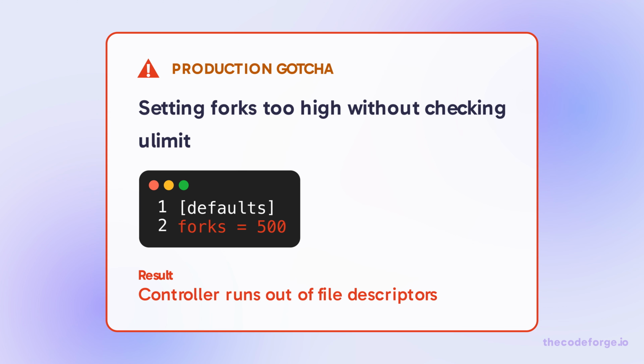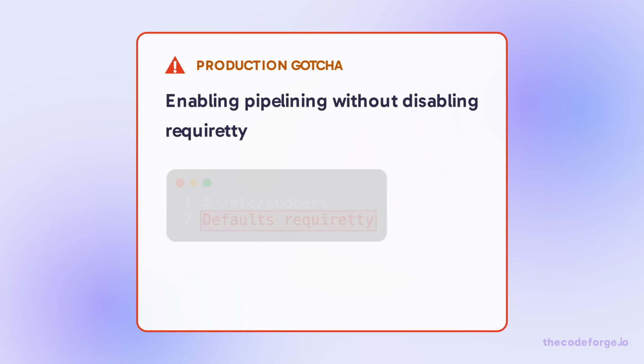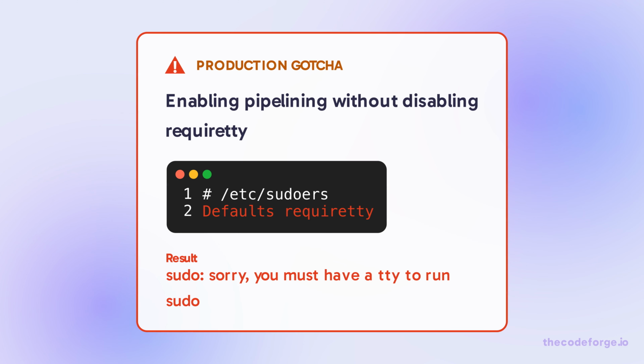Each fork uses a separate SSH process. Always check ulimit -n before increasing forks. Pipelining requires requiretty to be disabled. If it's enabled, you'll get pseudo-tty errors. Fix by adding Defaults !requiretty to sudoers.